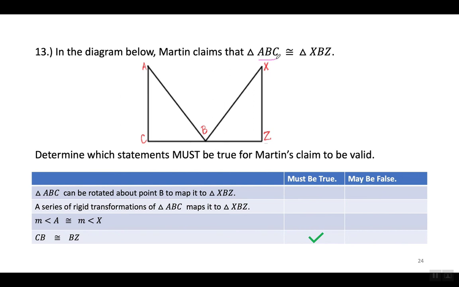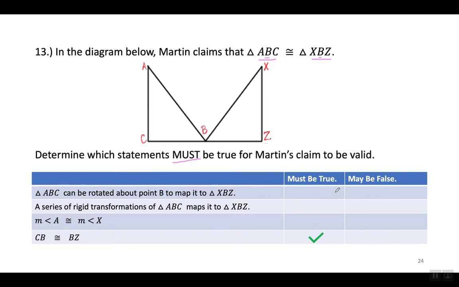The order of the letters is very important. On the exam, the letters are different from the ones I'm using. Okay, first of all, notice that they both have the same vertex, the same letter in the middle, B. All right, so it says determine which statements must be true. Must means they have to be true no matter what. They must be true for Martin's claim to be valid.